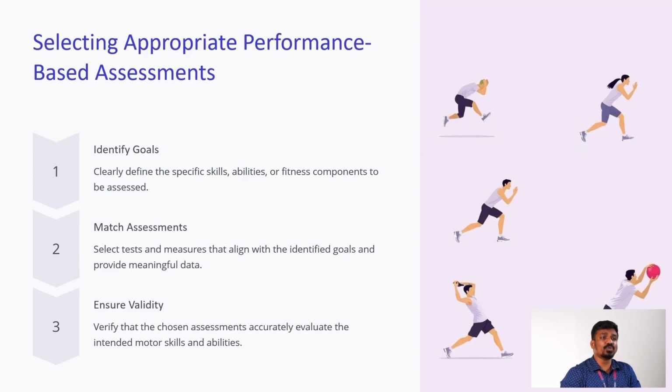Third, ensure validity. It is critical to make sure the assessment measures what it is supposed to measure. For example, a vertical jump test should measure leg power and not arm strength. Validity ensures that the data you collect is relevant and accurate.